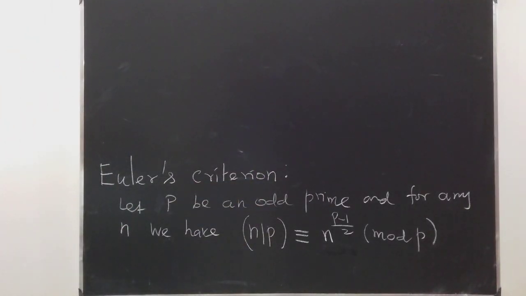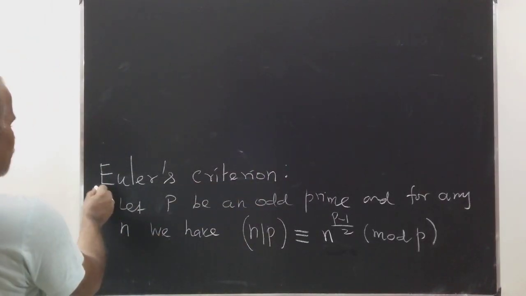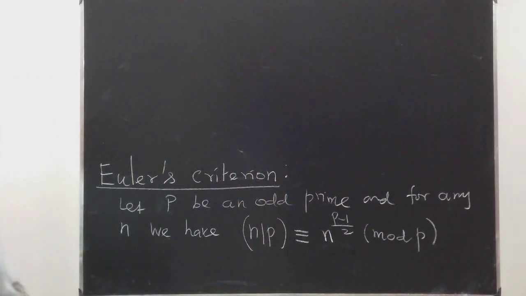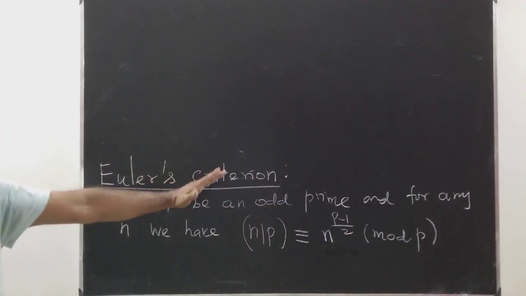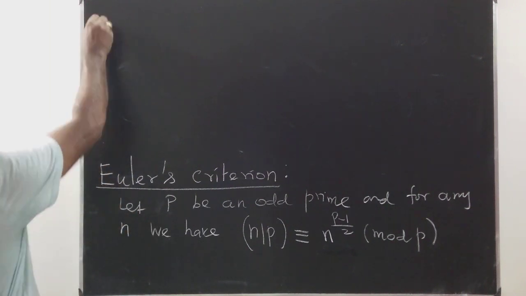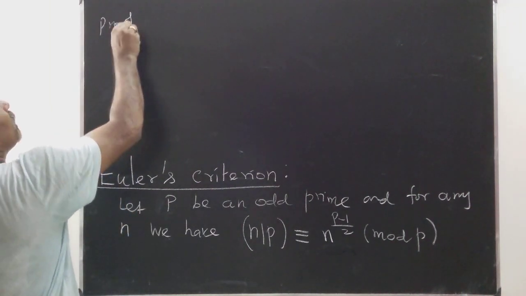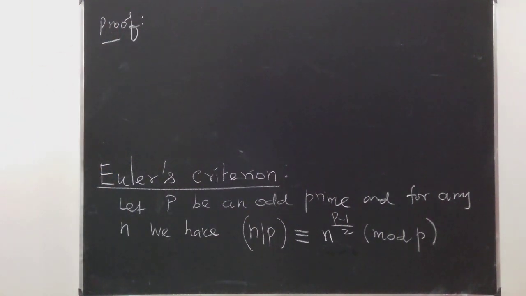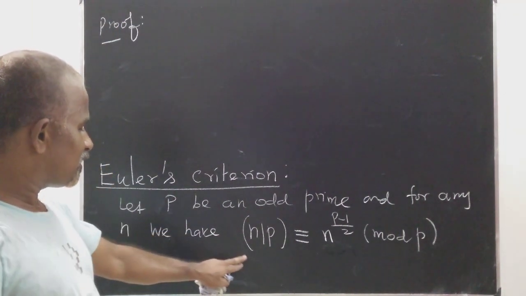Euler's criterion. So we are going to prove this. This is the statement. State and prove Euler's criterion means, this is the statement, so we have to prove Euler's criterion. Proof. So here there are three cases.